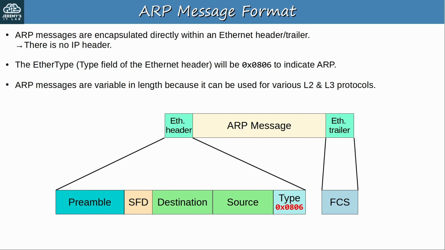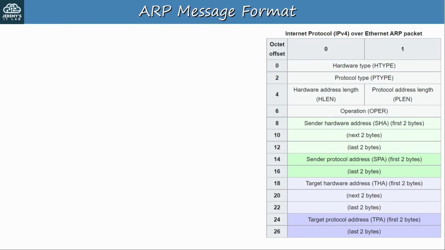Note that ARP messages are variable in length, because ARP can be used for various Layer 2 and Layer 3 protocols, not just IPv4 and Ethernet. But note that an IPv4 and Ethernet ARP message is 28 bytes in length. So what are the actual contents of an ARP message? Let's take a look. This is the format of an ARP message, thanks to Wikipedia for the diagram. It's actually quite simple, so let's go through each field. Although keep in mind, you don't have to memorize these fields. Just understanding them is enough.